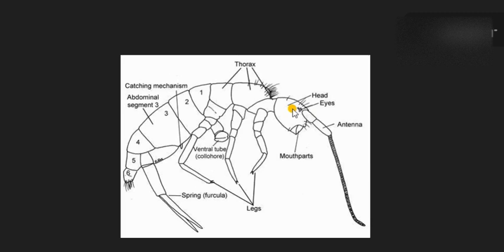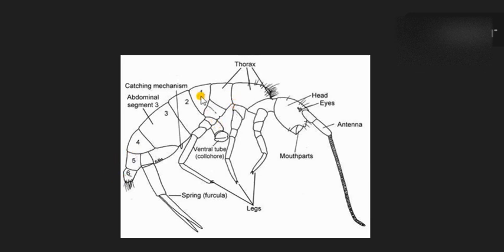Next is its thorax. Its thorax consists of three parts: the prothorax, mesothorax and metathorax, and all these three parts are equal in size. Now coming towards the abdomen. The abdomen of this Collembola is 6 segmented. You can see from segment number 1 to segment number 6.